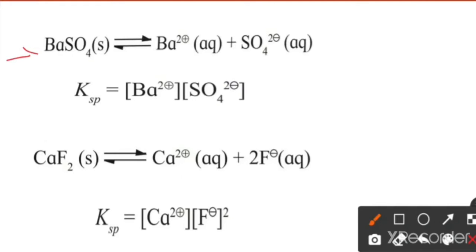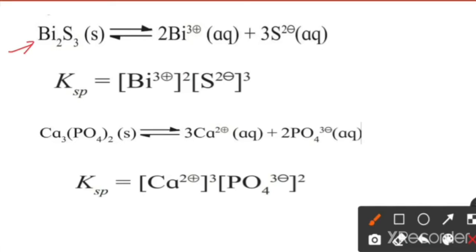Examples: barium sulfate gives Ba plus 2 and SO4 minus 2. So solubility product is equal to concentration of Ba plus 2 ion into concentration of SO4 minus 2 ion. Next example, calcium fluoride gives Ca plus 2 and 2F minus ions. Solubility product is Ca plus 2 concentration and concentration of F minus ion raised to 2.